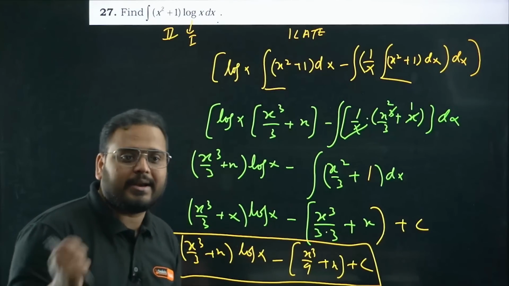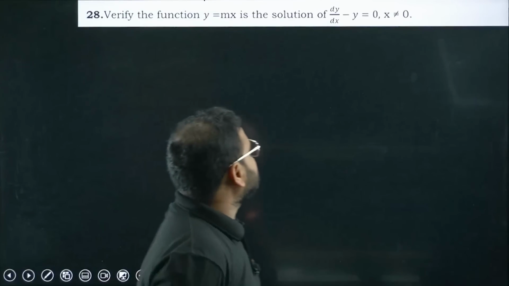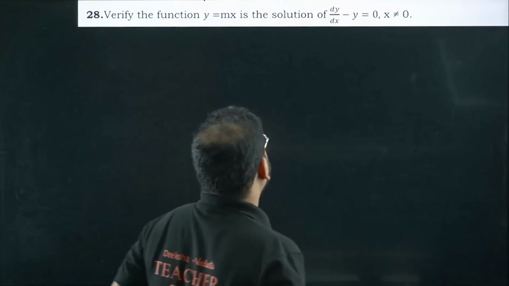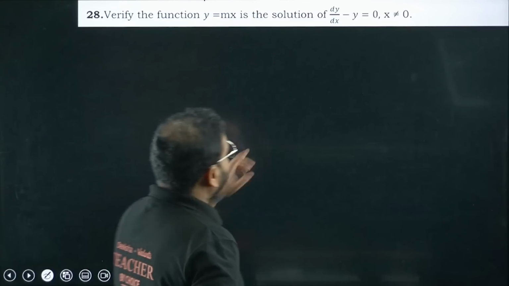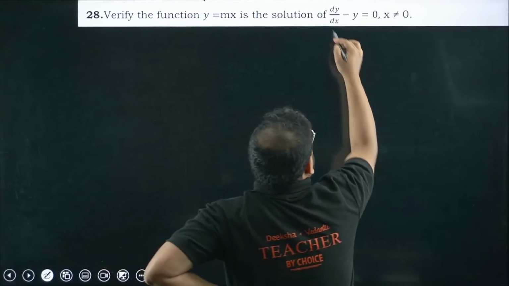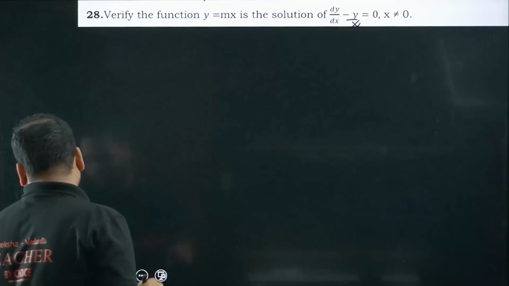Moving on to question number 28 now. Okay. 28. Verify that the function y equal to mx is the solution of dy by dx minus y equal to 0. The question is incorrect, so we have to change something over here. Let's do that. Either you write this x over here, x dy by dx, or write y by x, your choice. You can write x over here or simply y by x. Okay, I'll show you both the cases, don't worry.